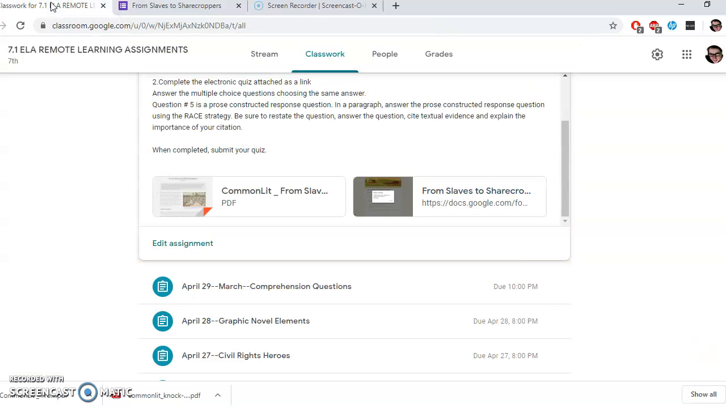I'm going to consider the quiz a quiz grade, and then for the prose constructed response, I think I'll consider that your writing grade. You guys have written so much that I figure I can give you a little break with writing, so I'll consider that part of the test a writing grade and help your writing grade a bit.